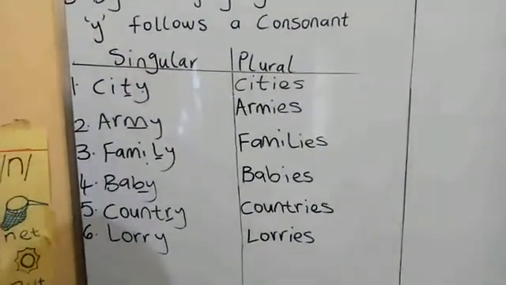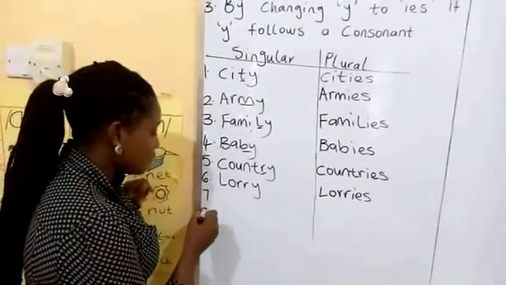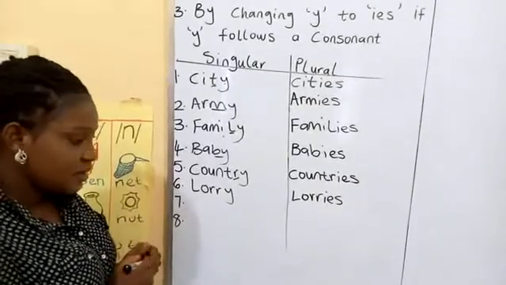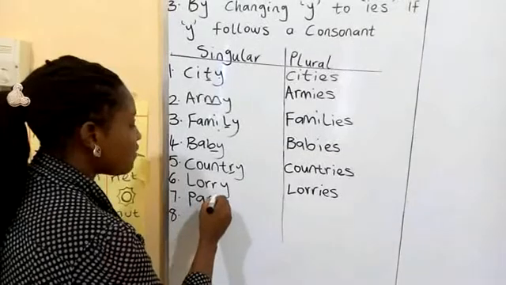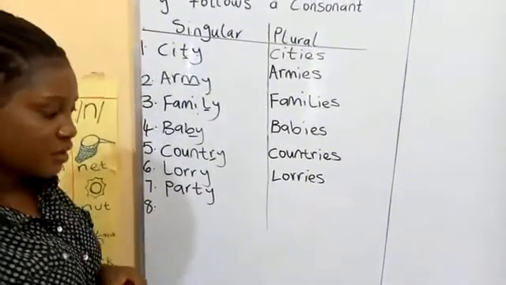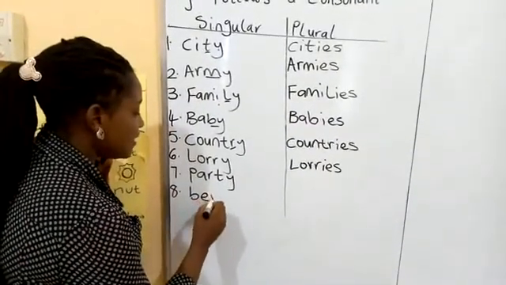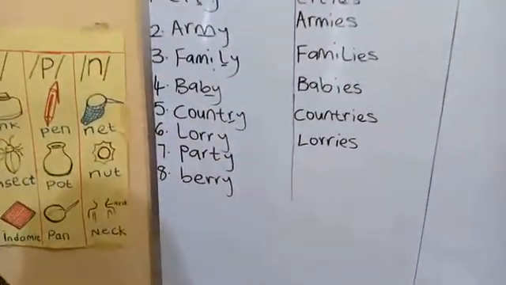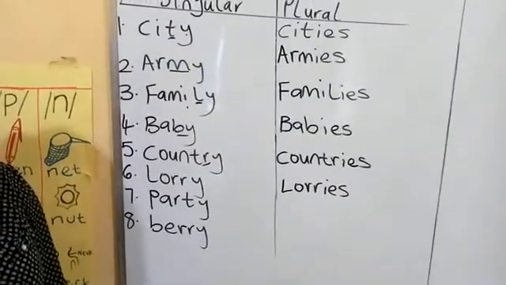Okay, now let's try something. You are going to do number 7 and number 8 for me. I'll give you some minutes to do it. You are going to change party. We love attending it. So now you are going to change it to plural. And we have another one like berry. We love eating it. Berry. Change it to plural. I'm waiting.